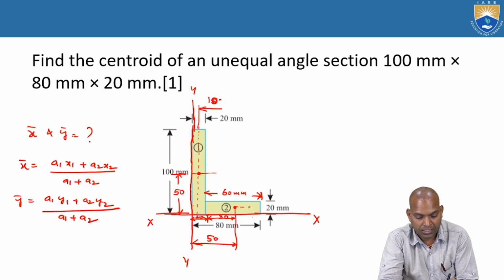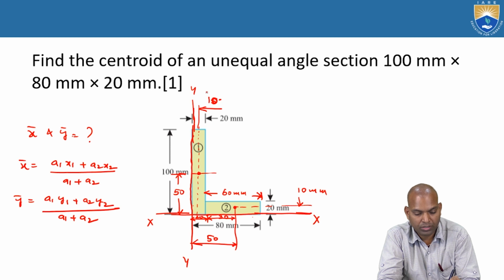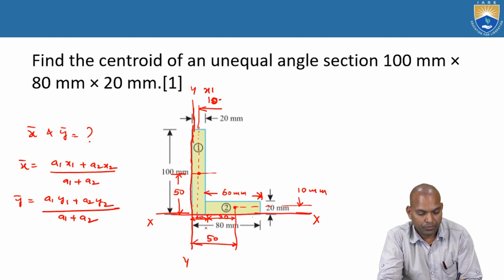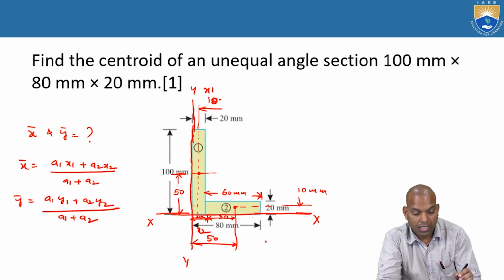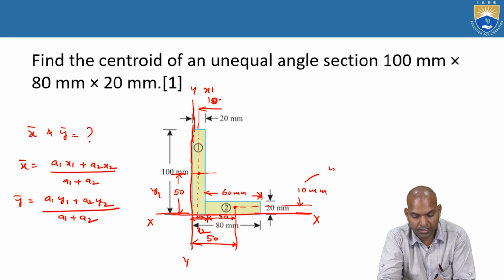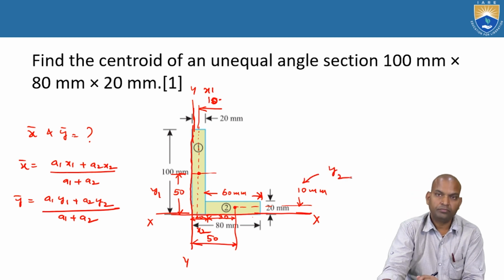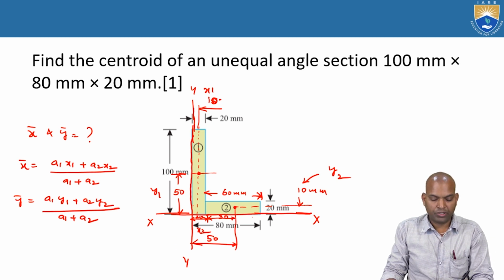Then from the reference axis, this point is again 10 millimeters. Now this 10 millimeters is X1, and this distance is X2 equal to 50. And this 50 millimeters is Y1 and this 10 millimeters is Y2. So here we know X1, X2, Y1, Y2.